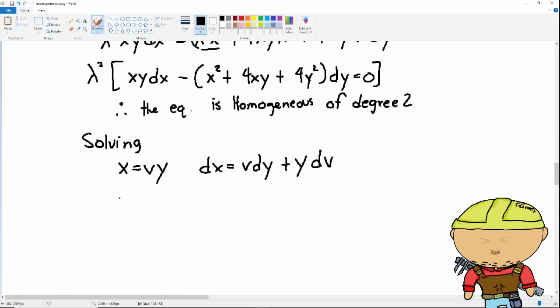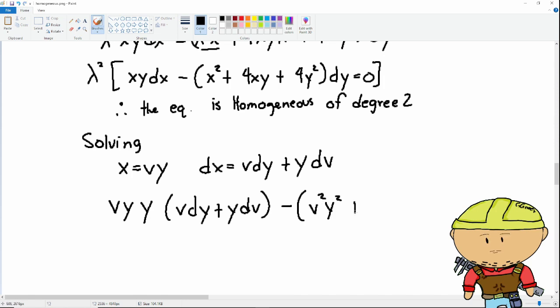Substituting, our first x will become vy times y, and we have the value of dx, so we substitute now: v dy plus y dv. Minus x squared, we have the value of x, which is v squared y squared, plus 4 vy times y, plus 4 y squared.